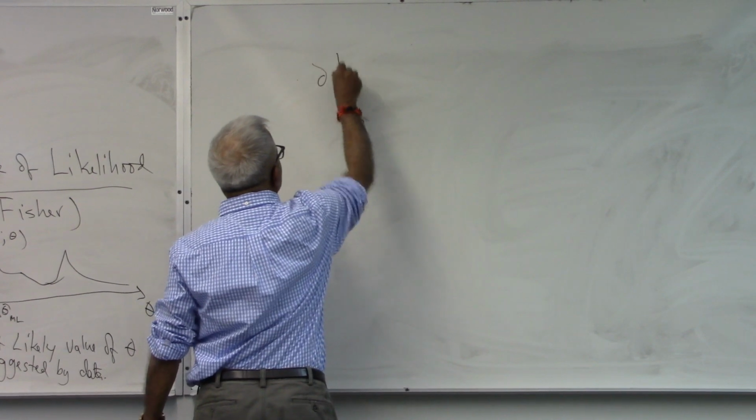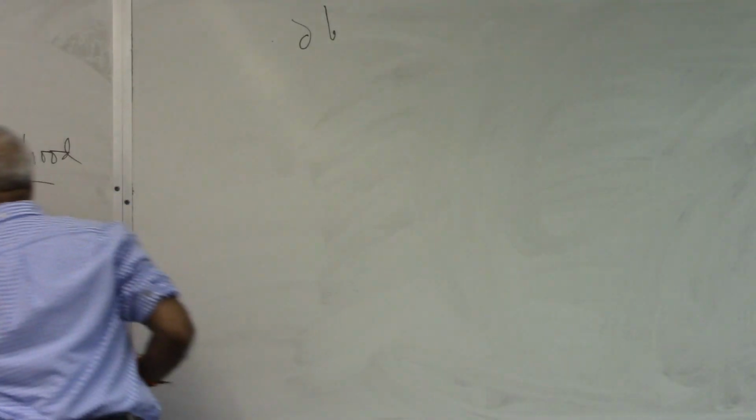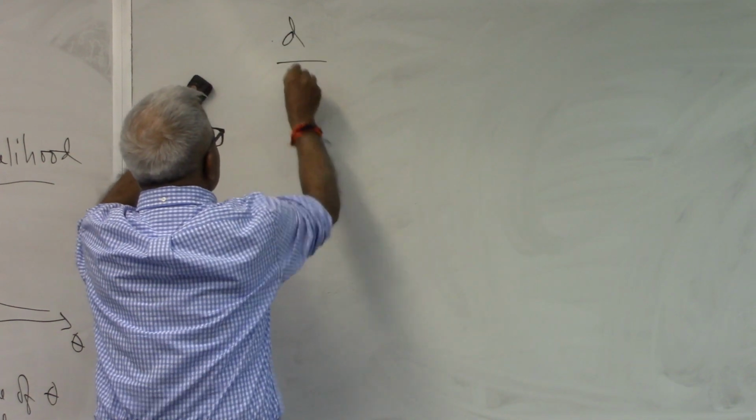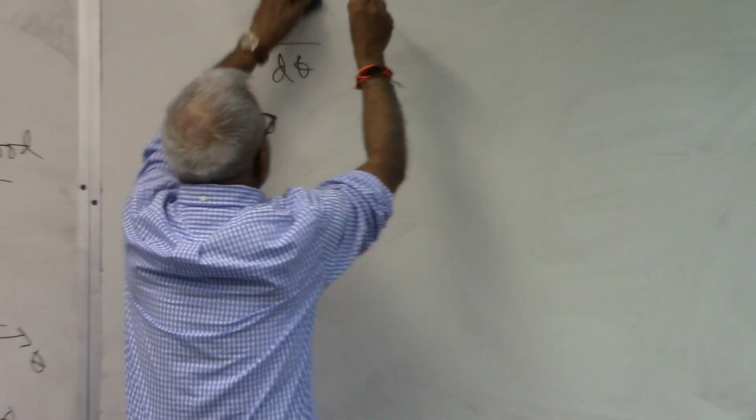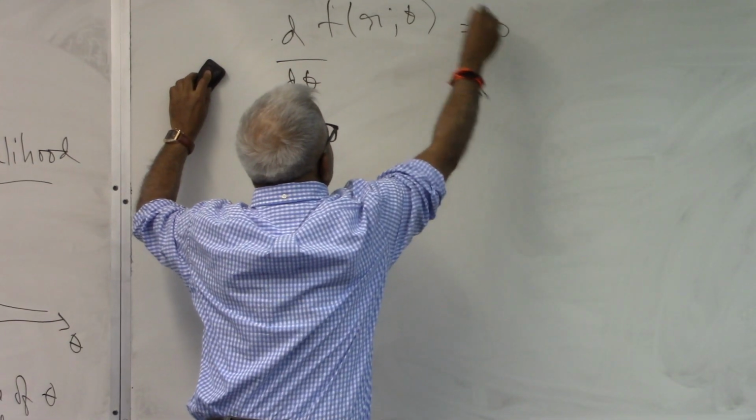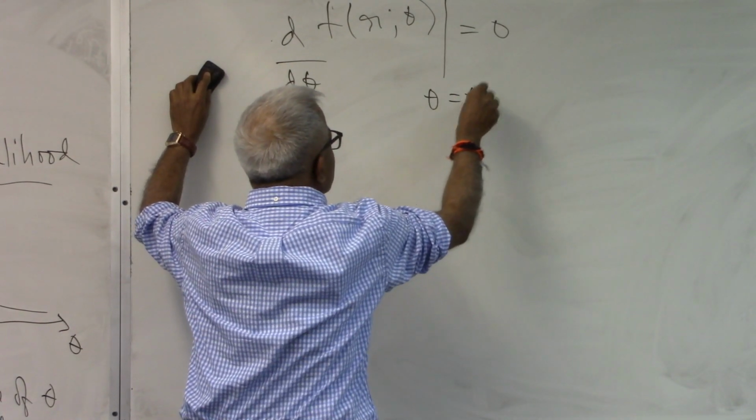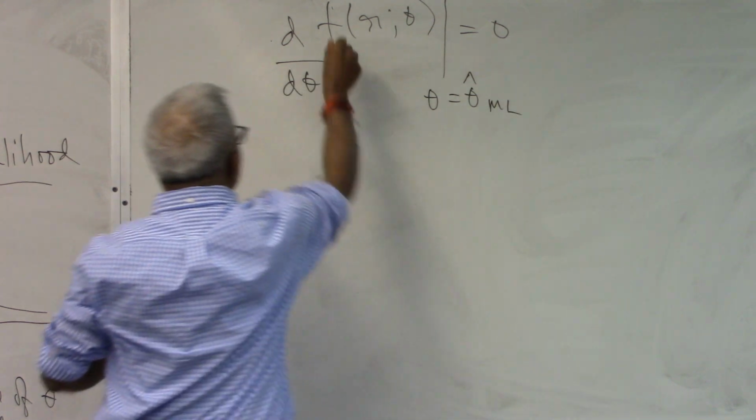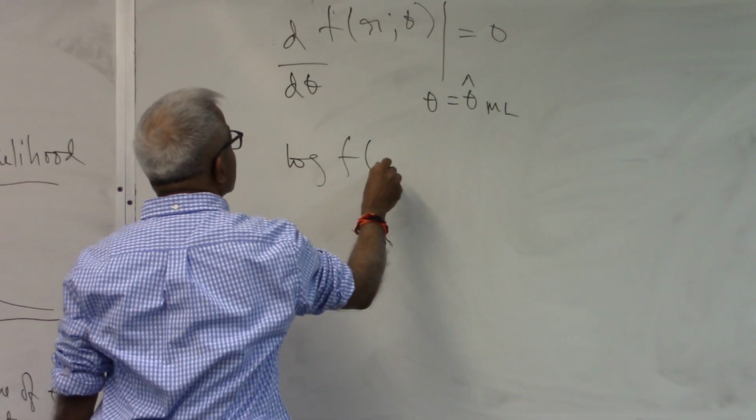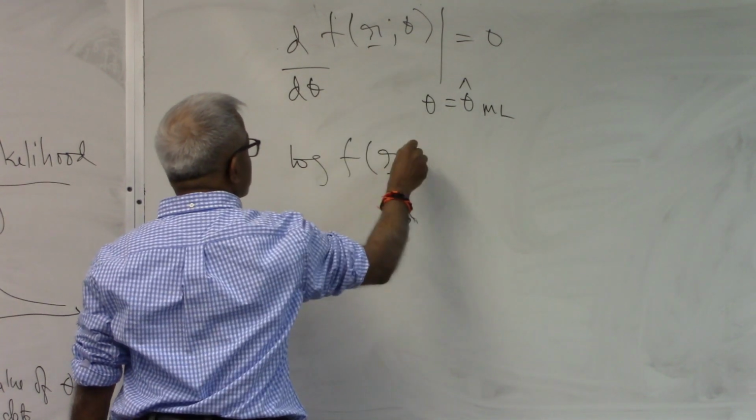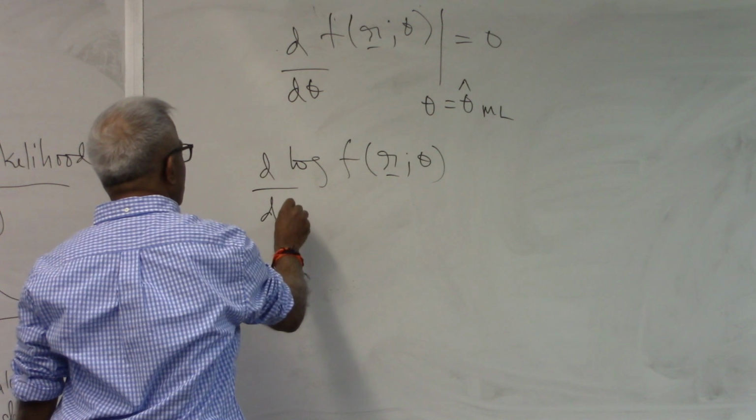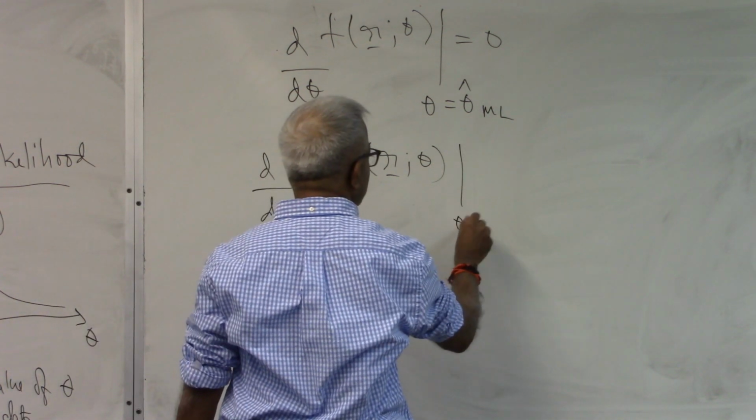But if the density function is smooth, then you can find the maximum likelihood by simply taking the likelihood function and taking the derivative with respect to theta. So you set the derivative of the density function of R and theta equal to 0. Or sometimes it is easier to work with the logarithm of the density function. So you do either that or this.